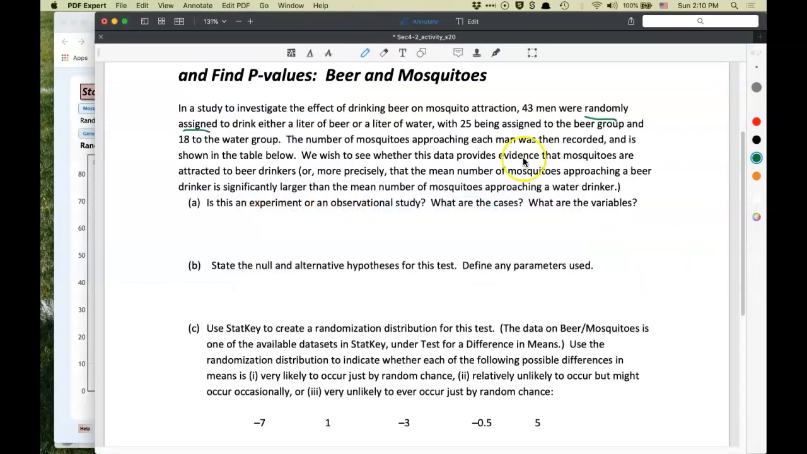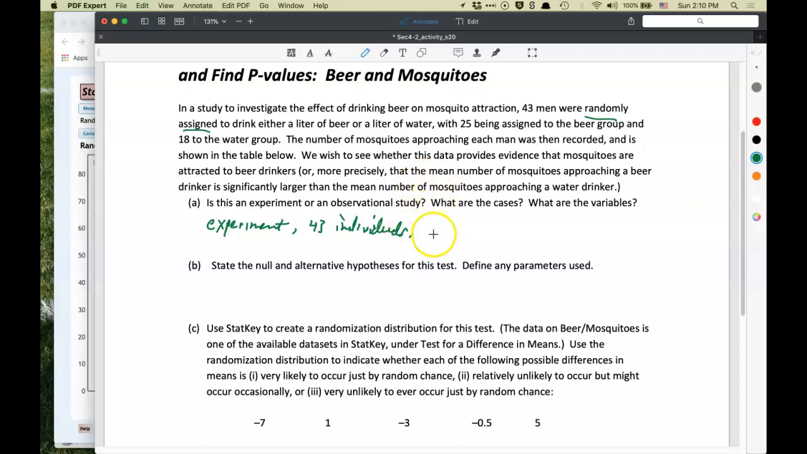Now let's have a look at the questions. Is this an experiment or an observational study? So it's clearly an experiment because of the random assignment. We presume there was fully informed consent ahead of time since people were being randomized to drink beer or water. The cases, so there are 43 cases. 43 individual men that participated.